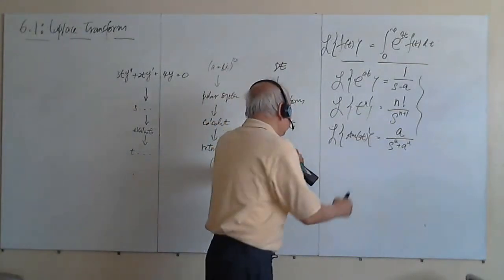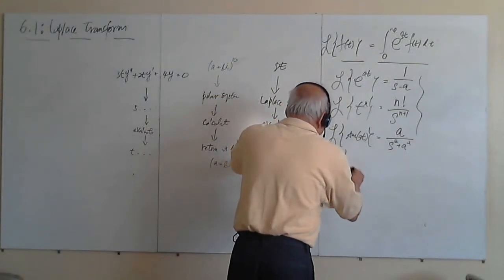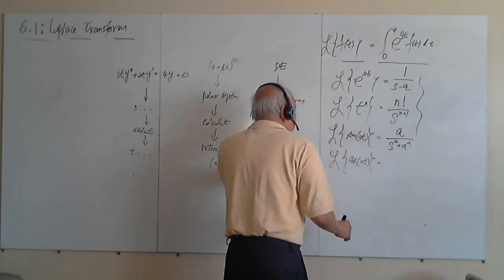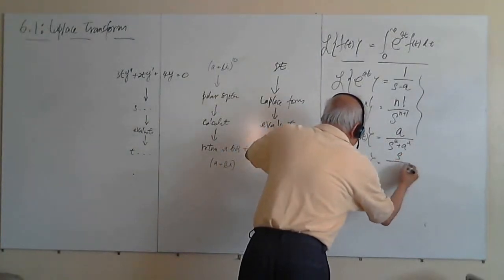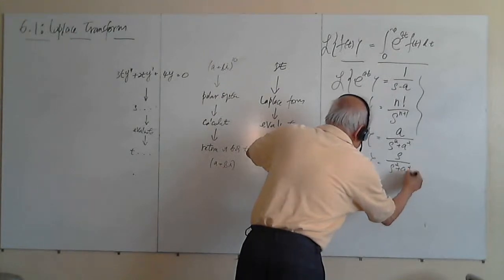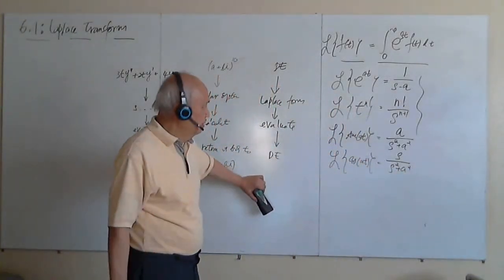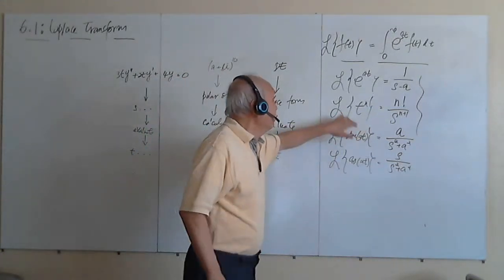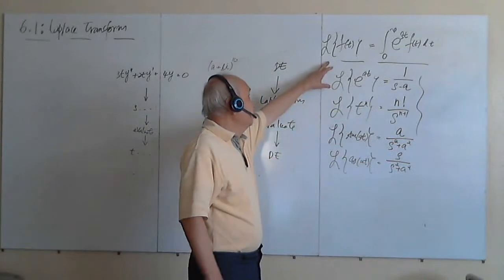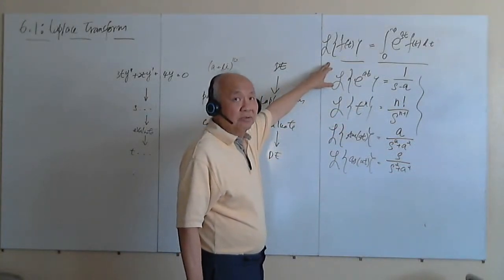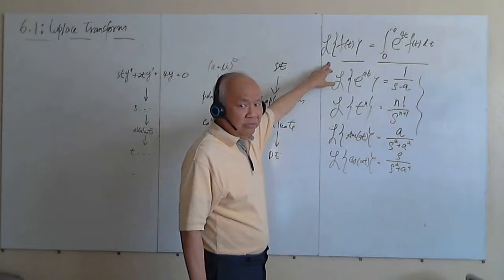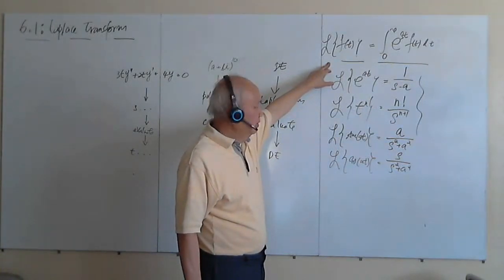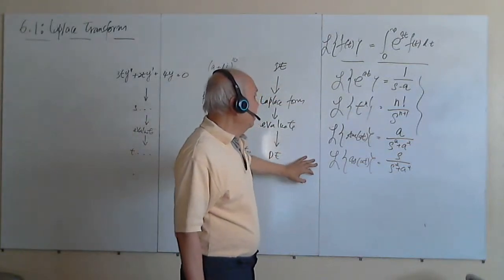So what is cosine? Well, same thing here. The Laplace transform of cosine at is going to be equal to s over s squared plus a squared. If you are curious how you get from here to here, you get it using this one, but I decided not to cover it because it's very tedious. Okay.